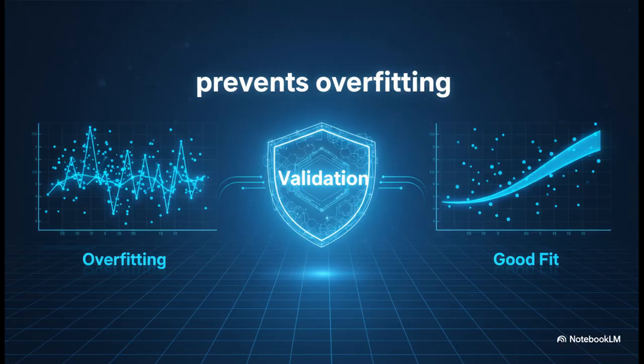So, why do we go through all this trouble with model validation? Well, think about it. A model that gets a perfect score on the data it trained on is totally useless if it can't handle new data it's never seen before. Validation is our way of making sure the model has actually learned the general patterns and hasn't just memorized the training data. It's our defense against overfitting and building a model that's unreliable in the real world.